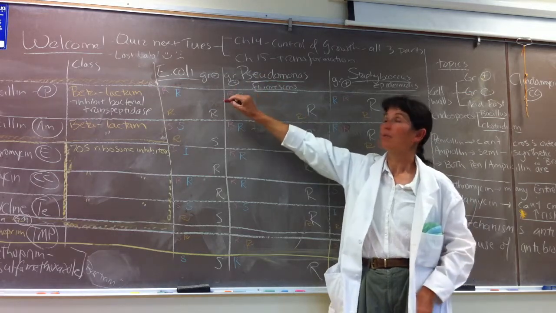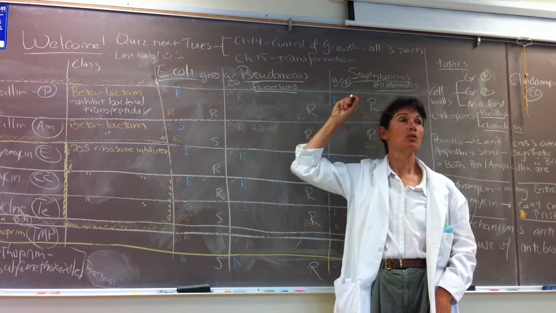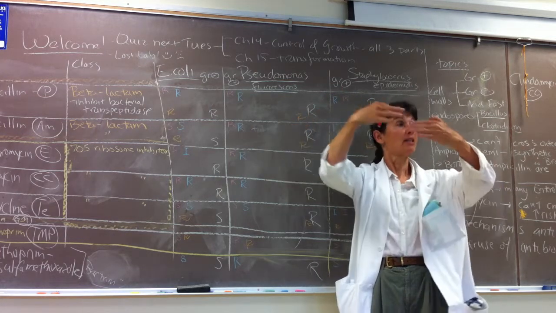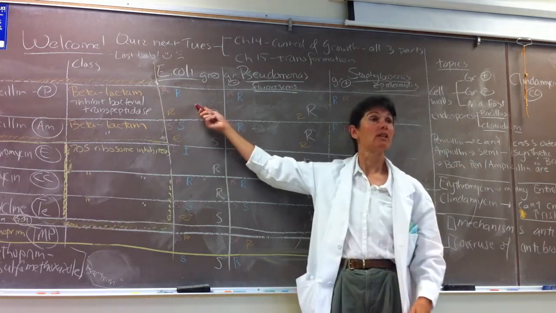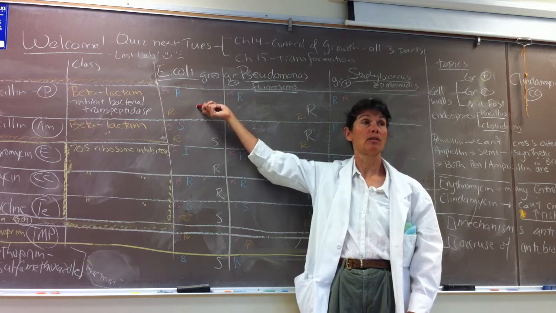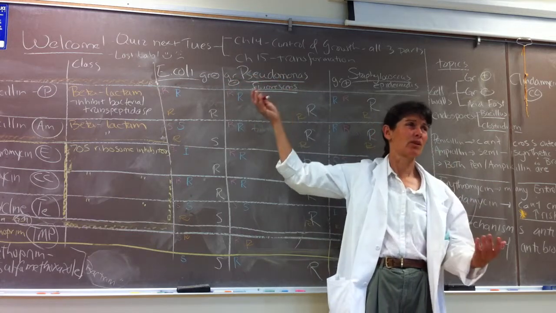Okay, so we know penicillin can't cross the outer membrane of most gram-negatives. So would you predict E. coli might be naturally resistant to penicillin? Yeah, because it's got that protective outer membrane, right? And what did your results reveal? It supports that hypothesis, right? The penicillin can't cross the outer membrane. So we see here penicillin is not a good choice to try to treat an E. coli infection.